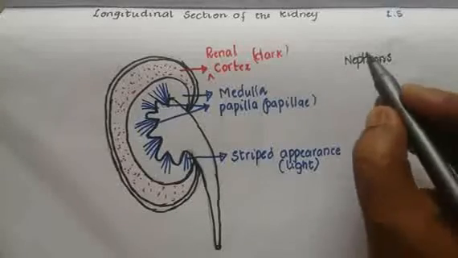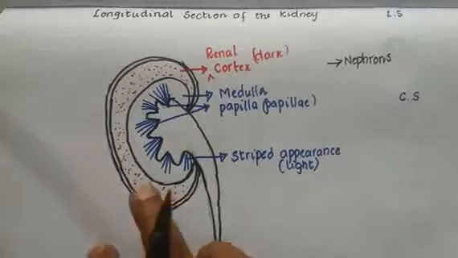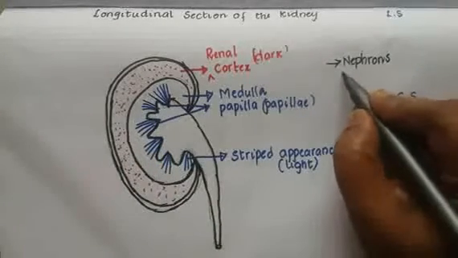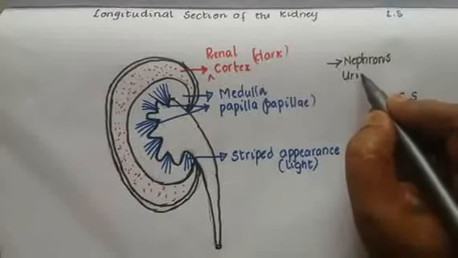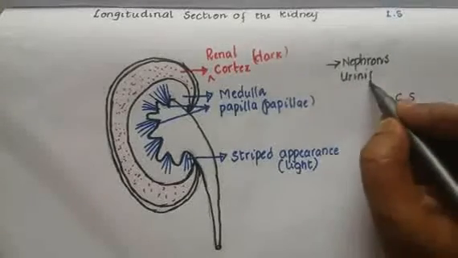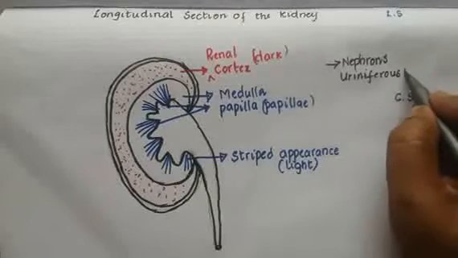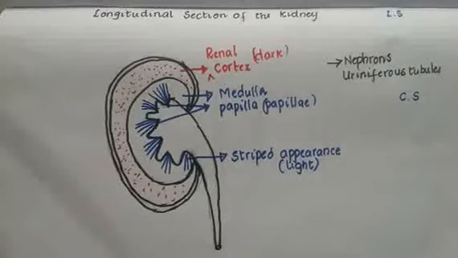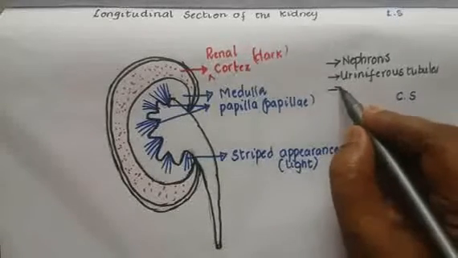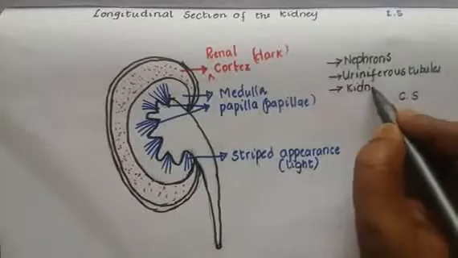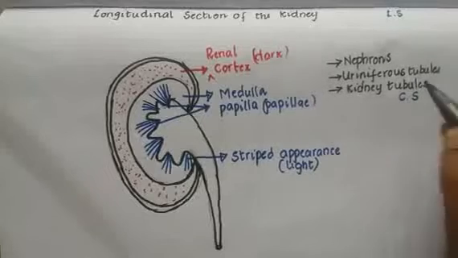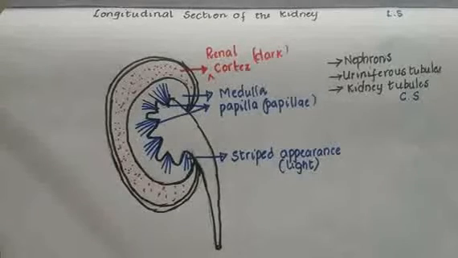So, these nephrons, hence we name them as the structural and functional units of the kidney. And these nephrons are also called uriniferous tubules. So there are other names for these nephrons. They are also known by one more name, kidney tubules, since they are tubule-like structures found inside the kidney.